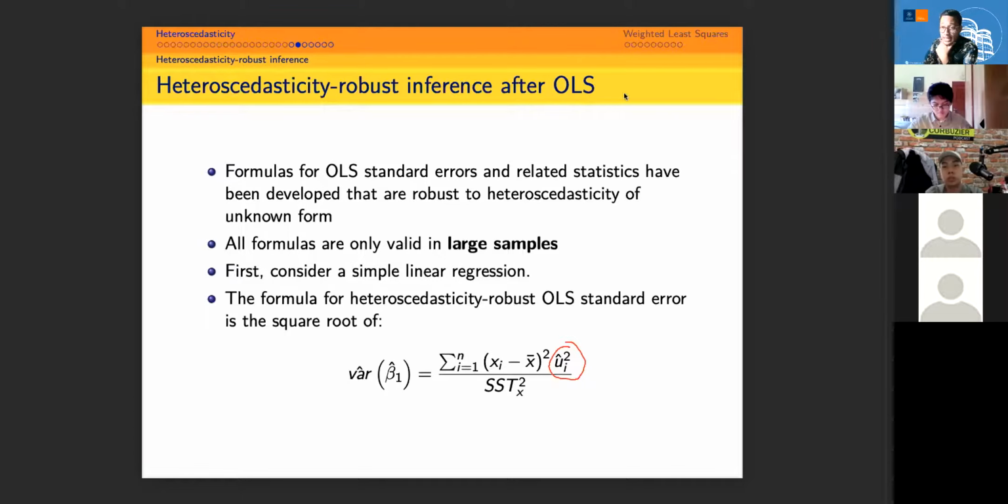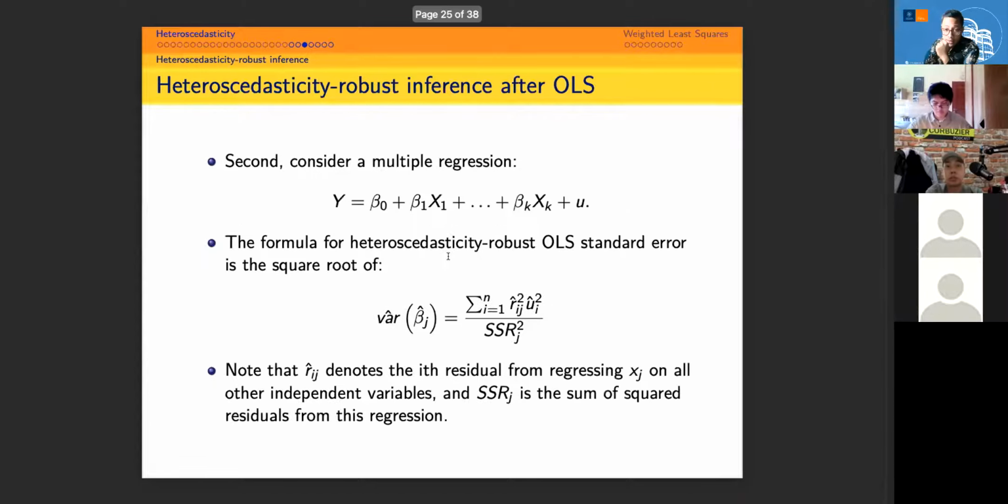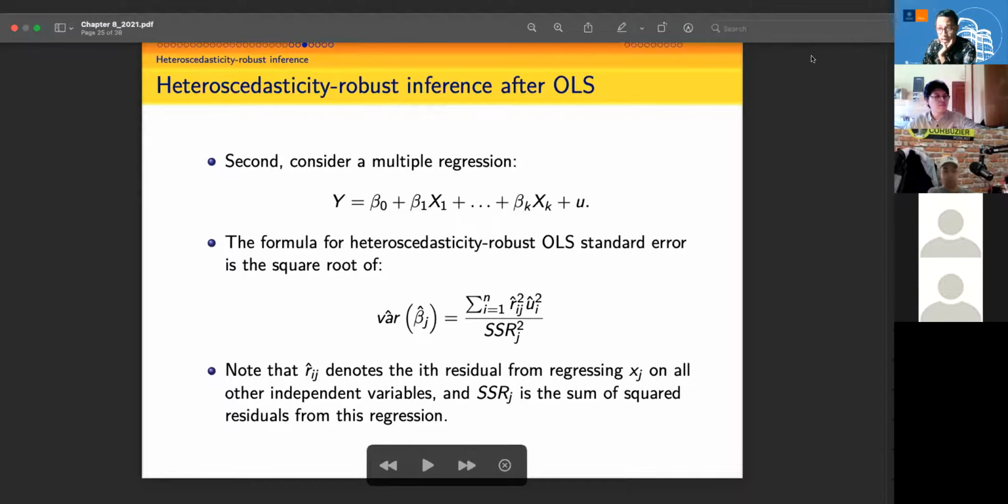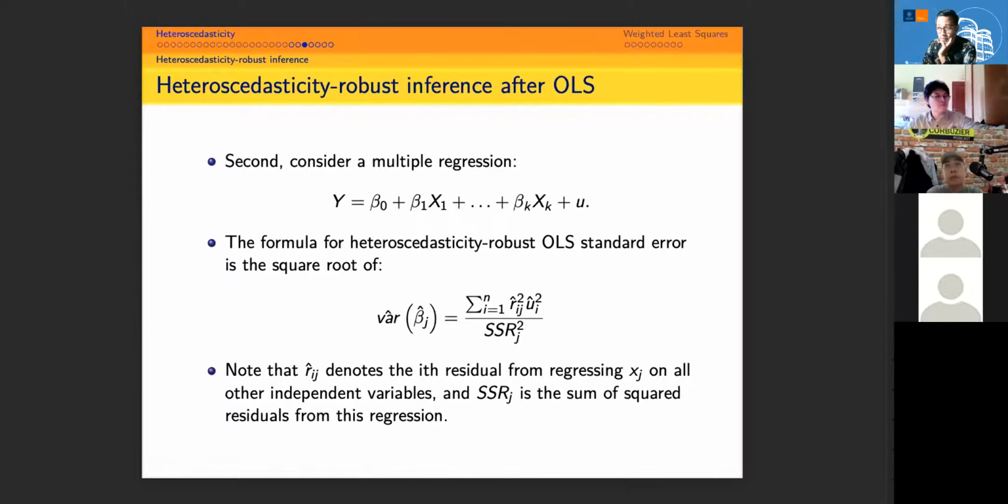Okay. Now the idea is the same. This is a case where you just regress y on x, but you're likely not to use that as a regression result; you're going to use a more general version of regression. Basically, you're going to regress y on x1, x2, x3, up to xk. Now the formula for the heteroskedasticity robust OLS is going to be a bit more complicated, but we can go through it.